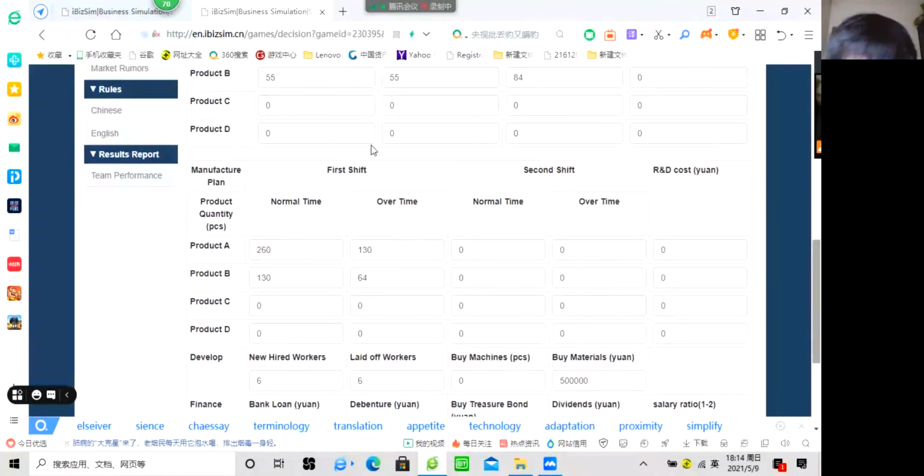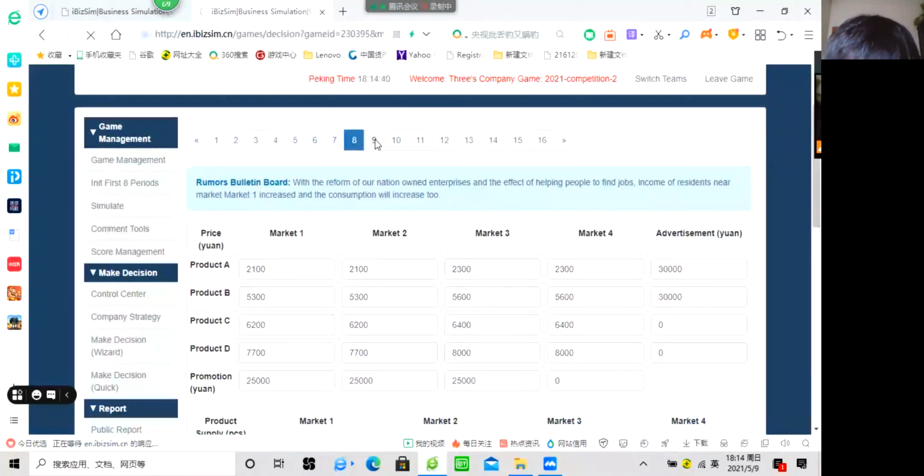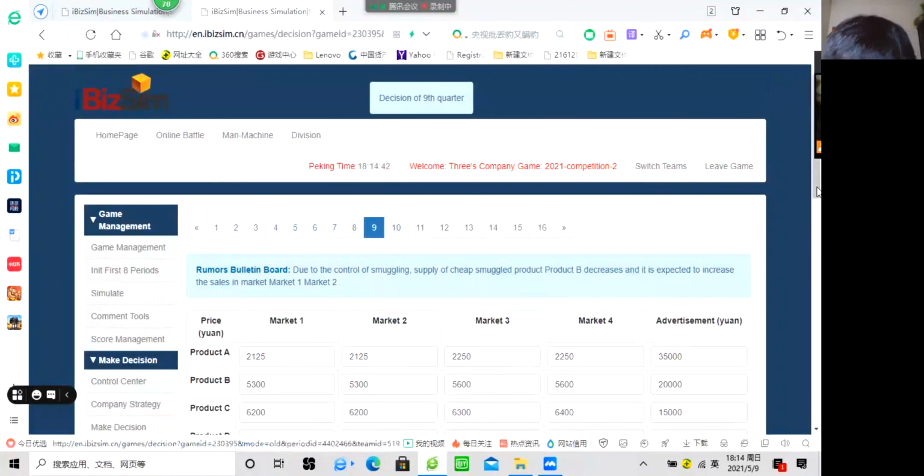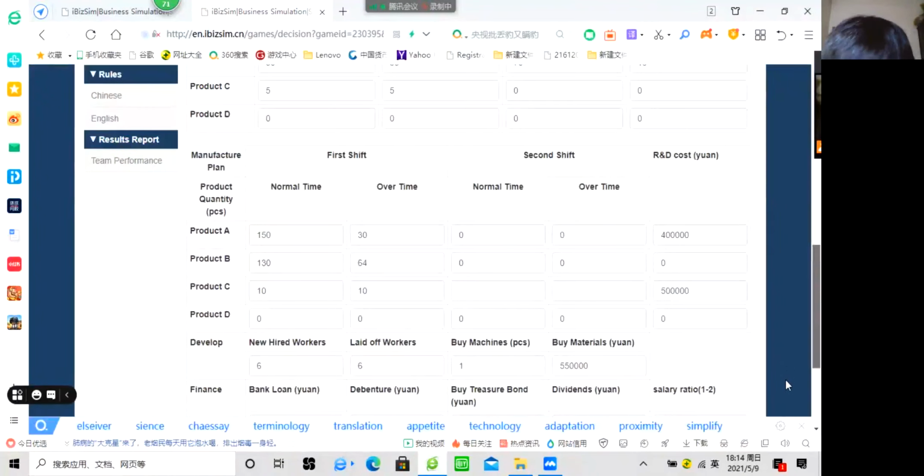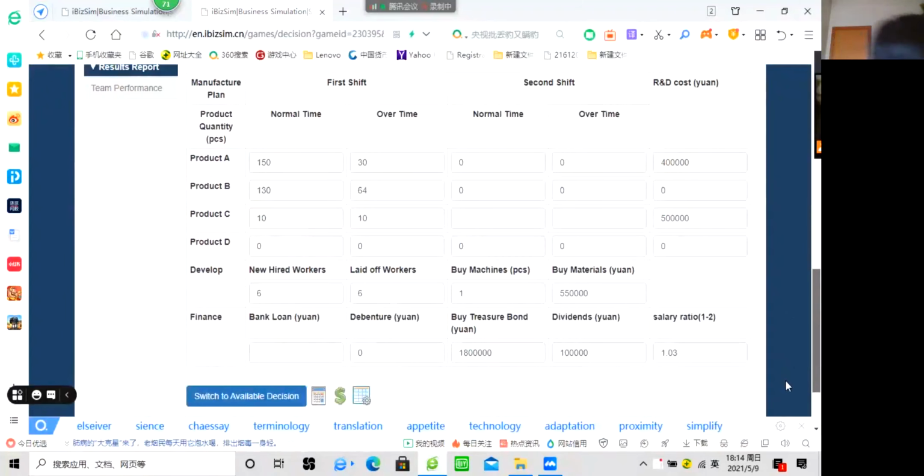Decision sheet. So now let's move to sheet 9. We just said we have 200 workers and 100 machines, and now we need to make our decisions for producing products A, B, C, and D.